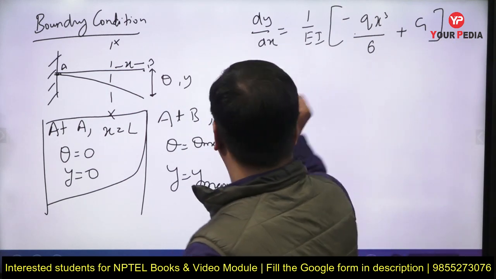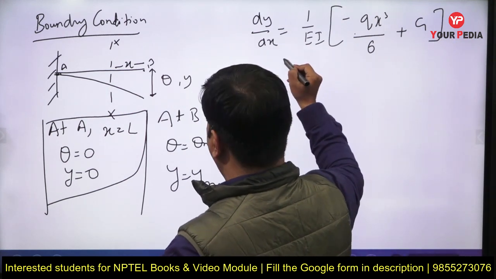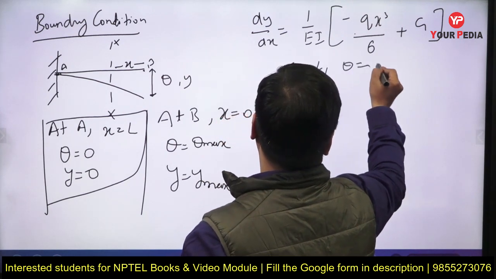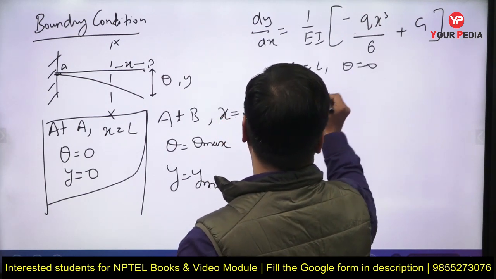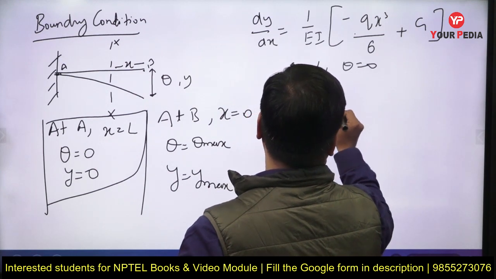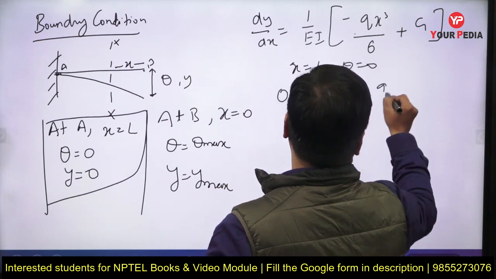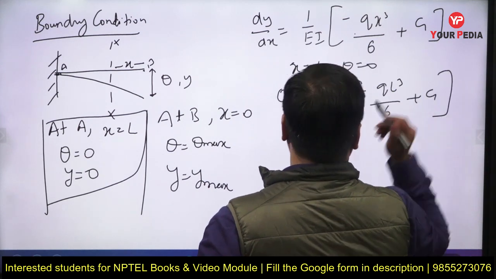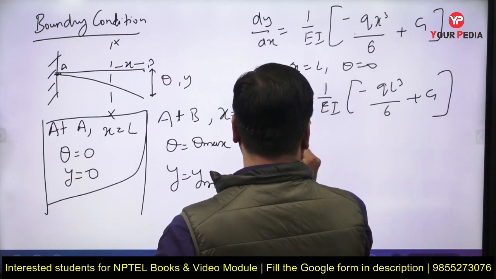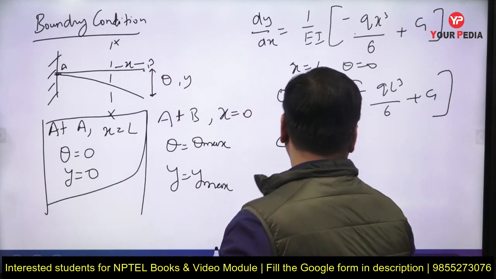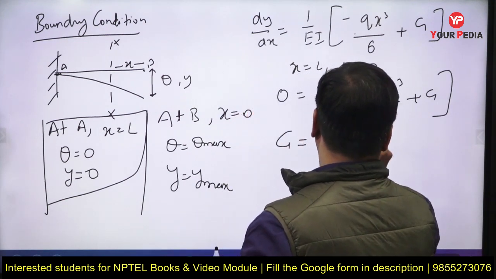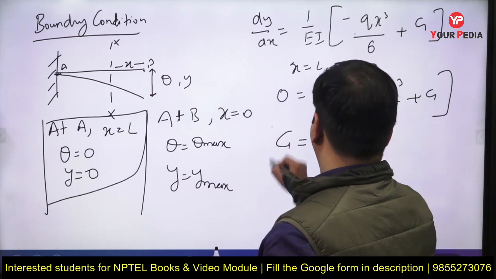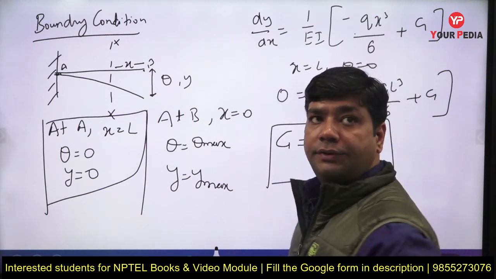I'm now using this at x equals L, theta equals 0. So 0 equals 1 upon EI times minus q L cube by 6 plus c1. So here we just find out the value of c1. C1 comes to be q L cube upon 6 EI. This is the value of c1.